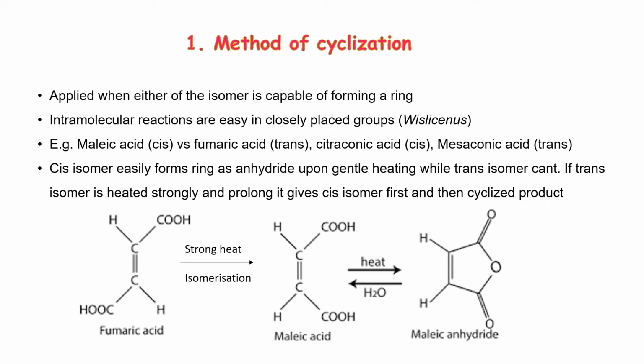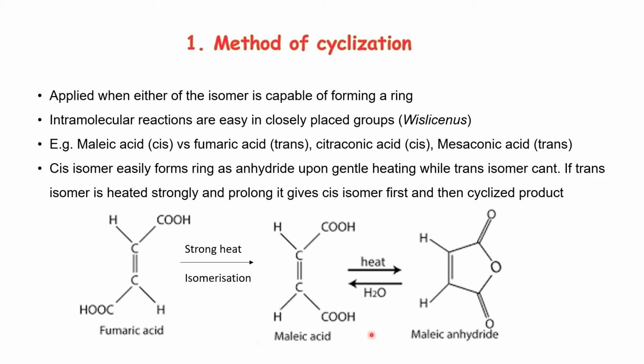The first method is the easiest one, and as you can see, we have structures of fumaric acid and maleic acid over here. These are geometric isomers of each other. Fumaric acid is the trans form while maleic acid is the cis form. When you have such structures, you can easily see that there is a possibility of elimination of a water molecule and formation of an anhydride, which leads to cyclization. So if out of two isomers, one isomer can readily form a cyclic ring, then this method will be applicable.